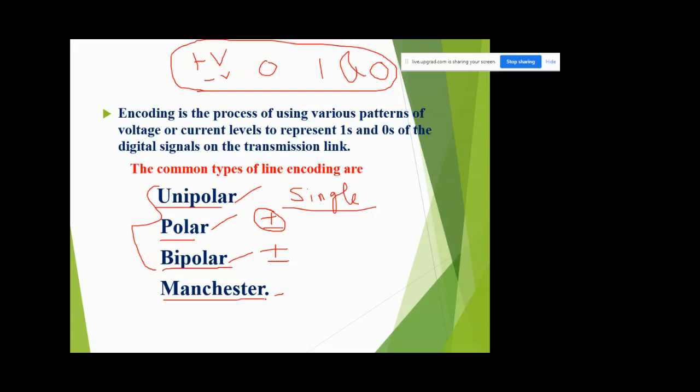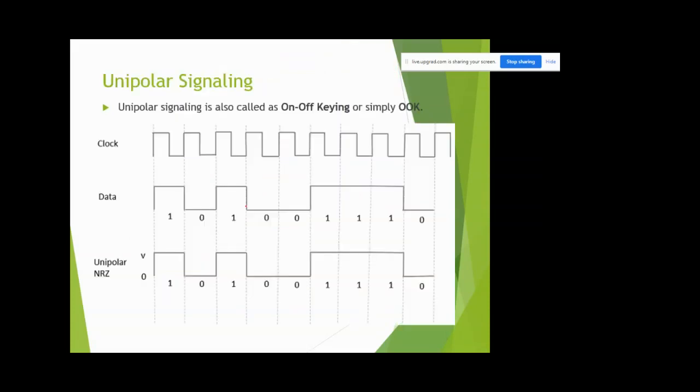Now let's see one by one. So let's start with the unipolar signaling. Here, to understand, we will take a reference of a clock signal. This is the first clock signal. This is the second, third, fourth, and so on.